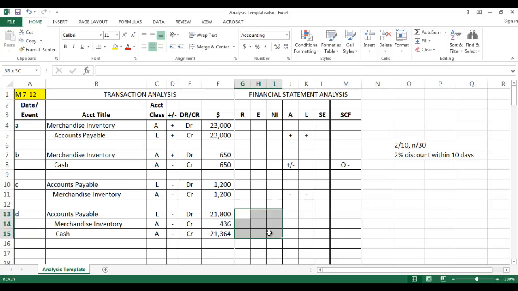Still nothing happens to my income statement. Okay, nothing happens until I sell those goods. On the balance sheet, my assets have decreased. My liabilities have decreased. And I do have a cash flow here, an operating outflow of the $21,364. So that's all we needed to determine for 7-12 here.